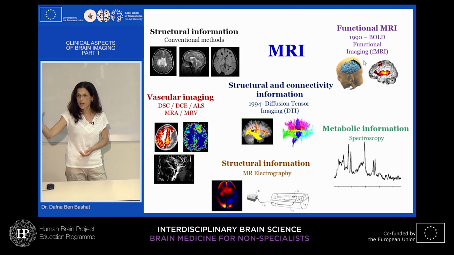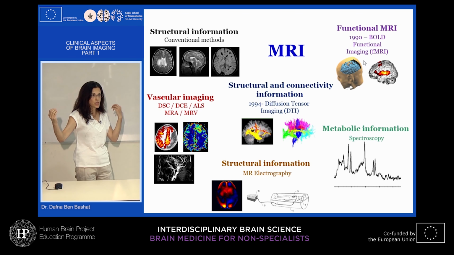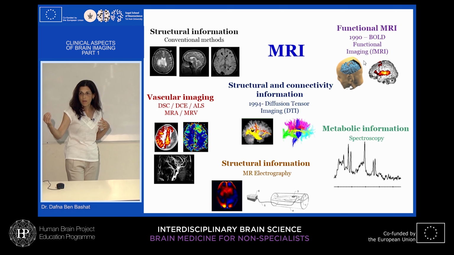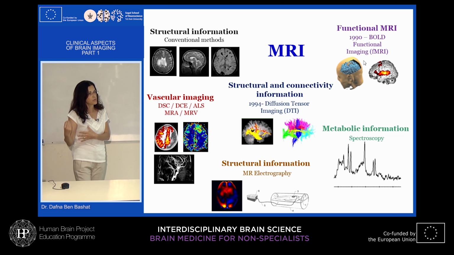Meaning if I'm moving my hand now, many years ago we would just look at the area that is working while I'm moving my hand. But now we're talking about related networks, because if there is any disruption, cut, or damage to this network, I won't be able to move my hand.